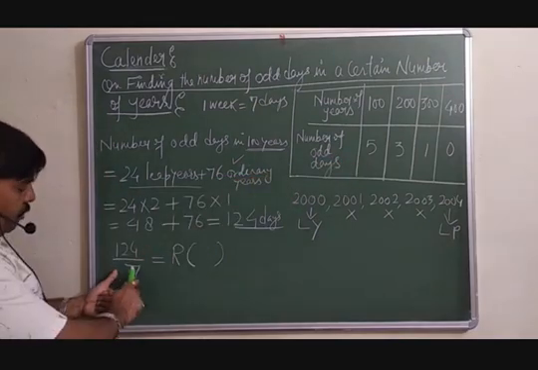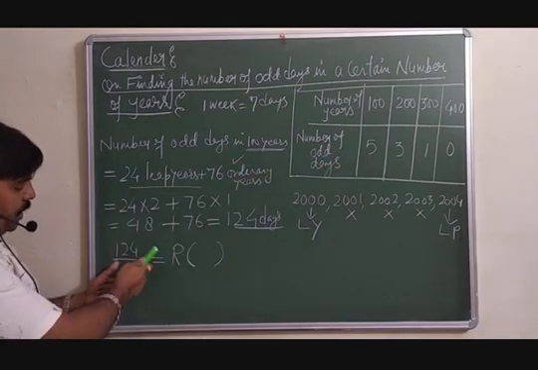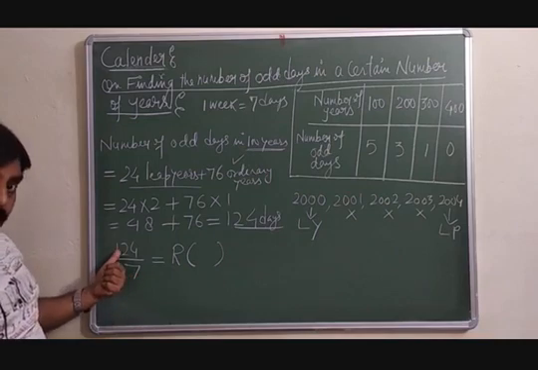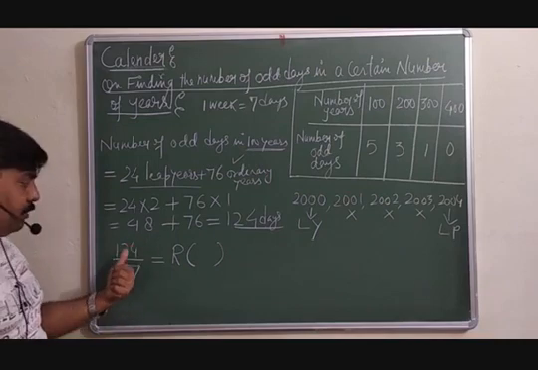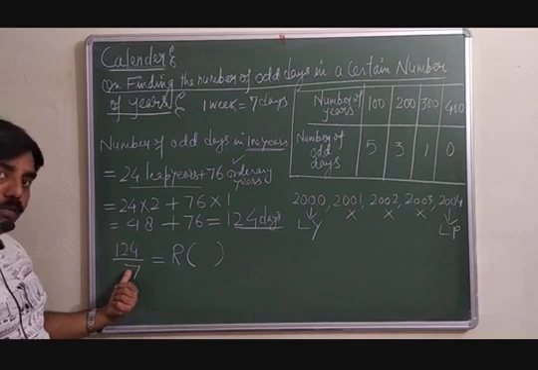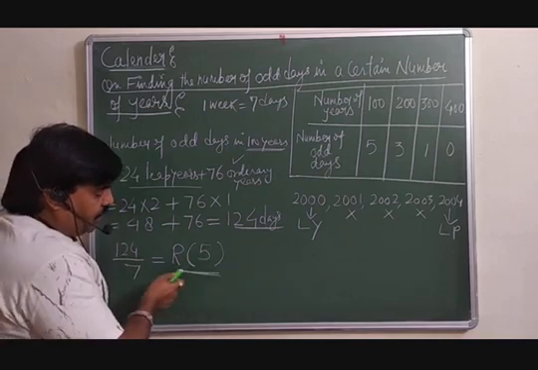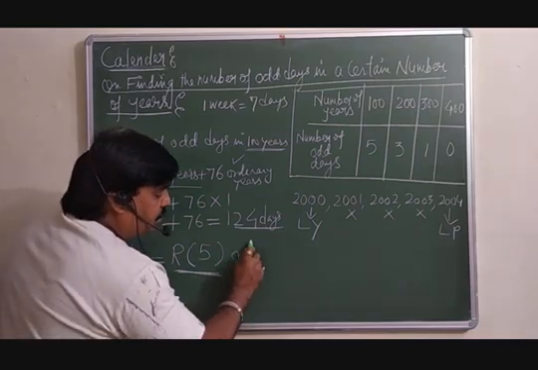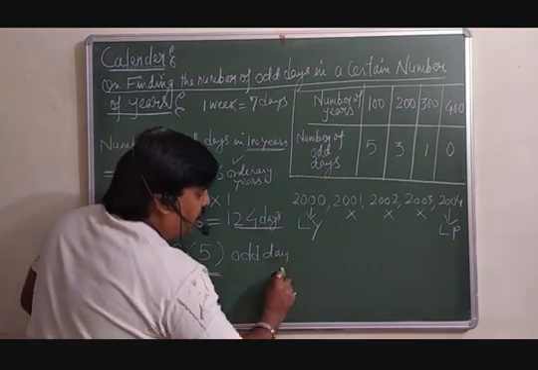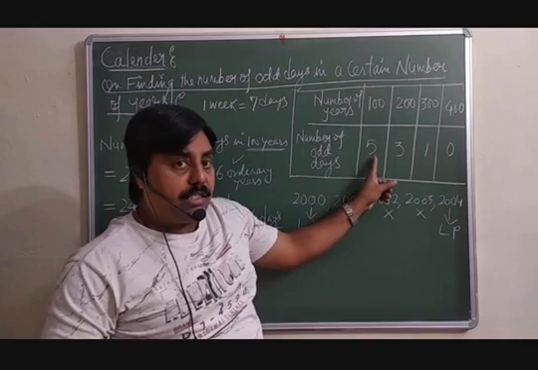Look here. Divide by 7: 7 ones are 7, then 5 will remain, 54. 7 sevens are 49. So 54 minus 49 is 5. So the remainder is 5, and the remainder gives you the odd days. So in 100 years there are 5 odd days.